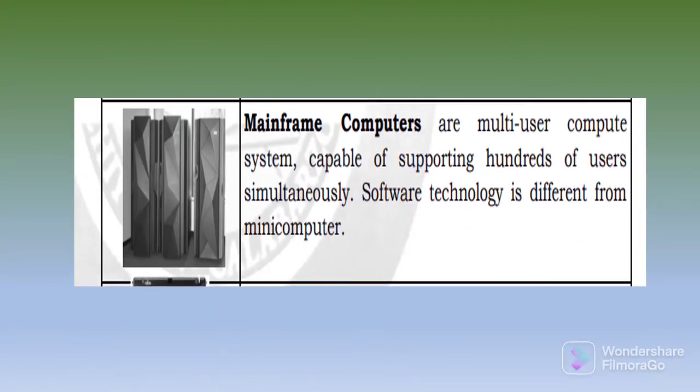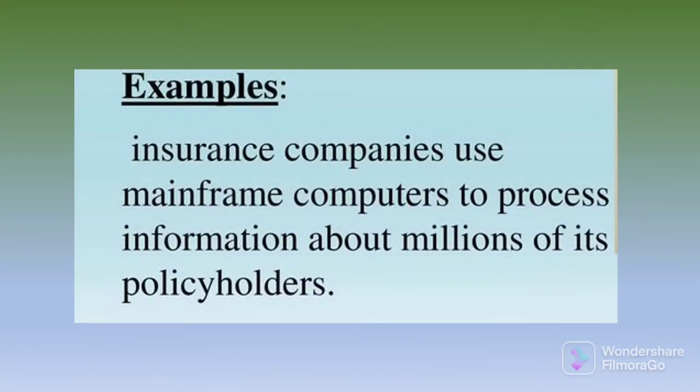The next type of computer is the mainframe computers. Mainframes are multi-user computer systems capable of supporting hundreds of users simultaneously. Software technology is different from mini computer. For example, insurance companies use mainframe computers to process information about millions of their policy holders.